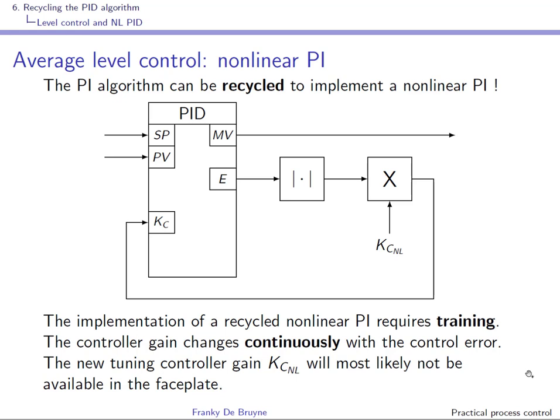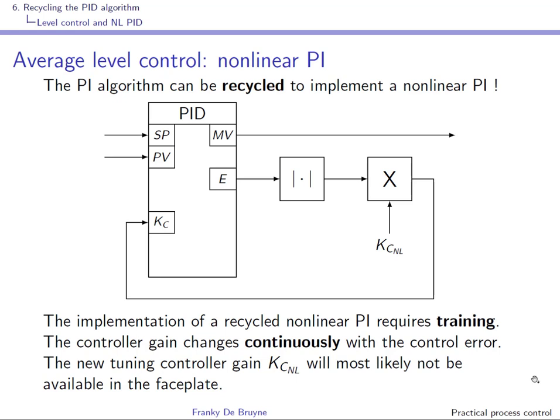In order to recycle the PI algorithm and obtain a nonlinear PI, what you can do is take the original PID block FB and continuously write on the input that corresponds to the controller gain a value that corresponds to the absolute value of the error times some constant that is now the new design parameter. You can always have access to the error either as an output of the PID block or simply by taking the difference SP minus PV.